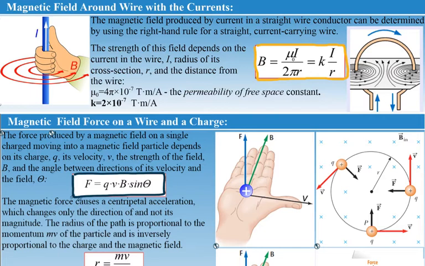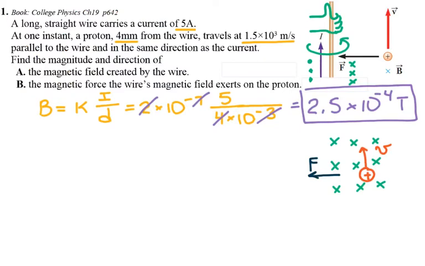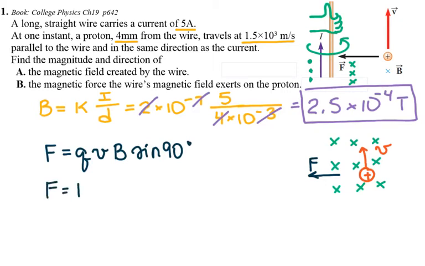So I have qvB sine theta, and the angle between the velocity and the magnetic field lines is 90 degrees. So if I want to calculate the force acting on the proton, I have q, v, B, and then the sine of 90 degrees in this case. So the force is equal to, the charge of the proton is 1.6 × 10^-19.